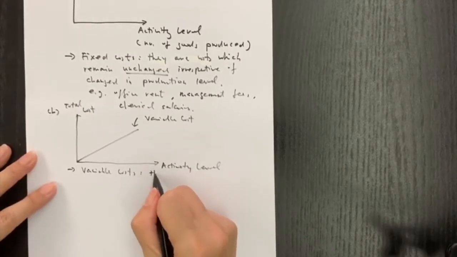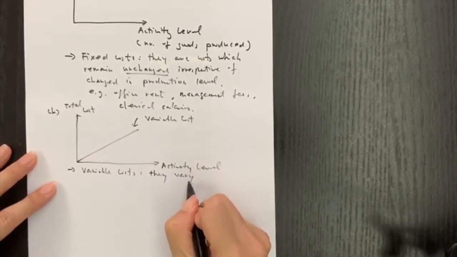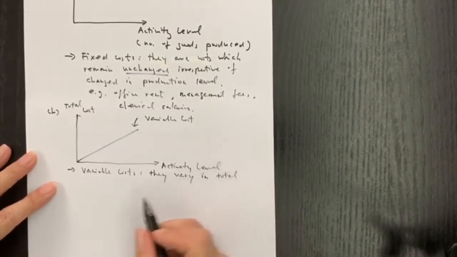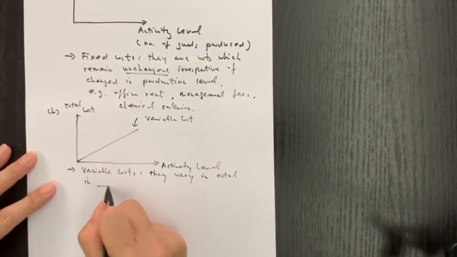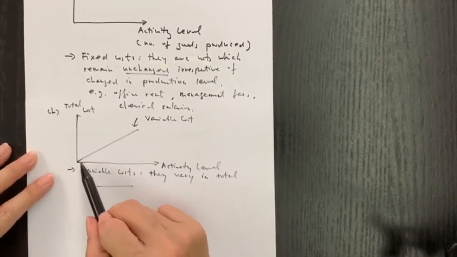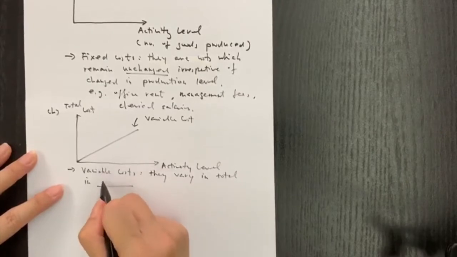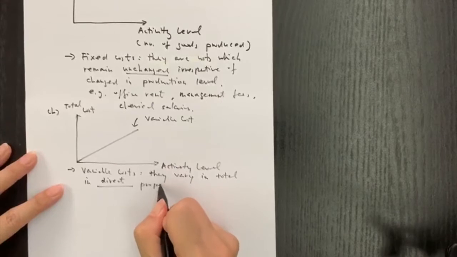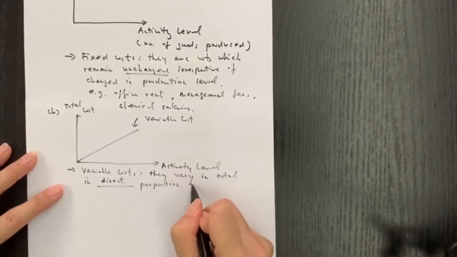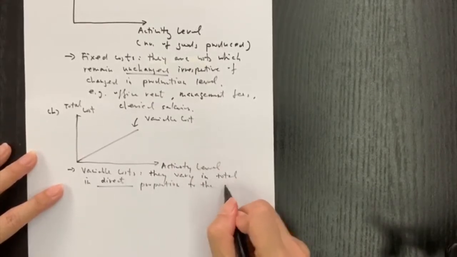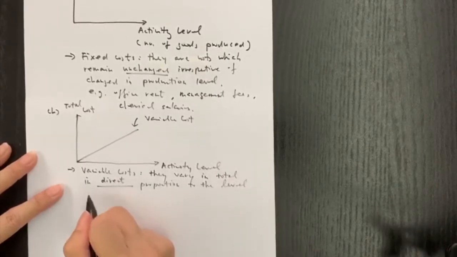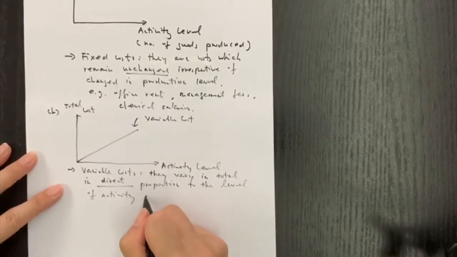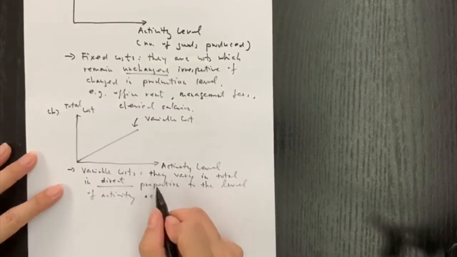All right, they vary, which means they change in total. Okay, so you can see the slope is upward sloping, so we call that, which is in direct proportion to the level of activity achieved.